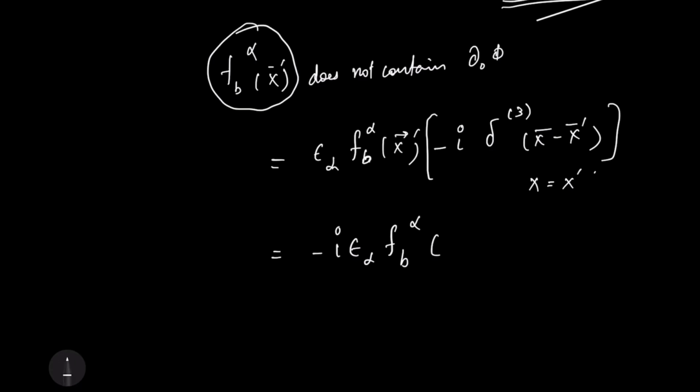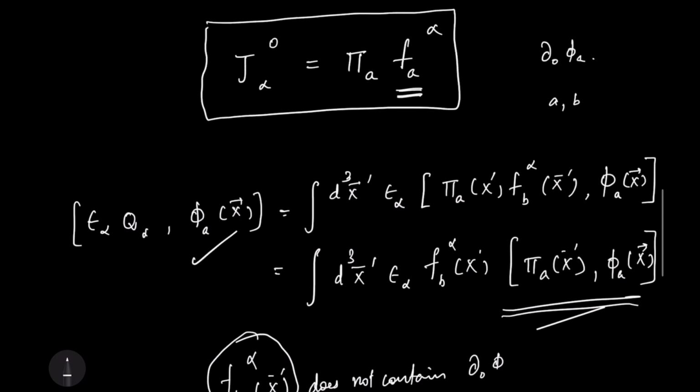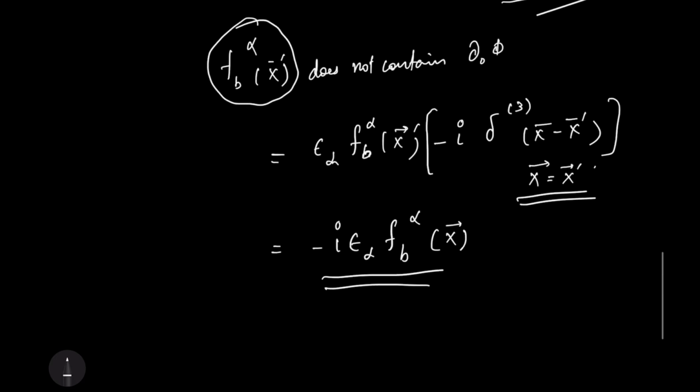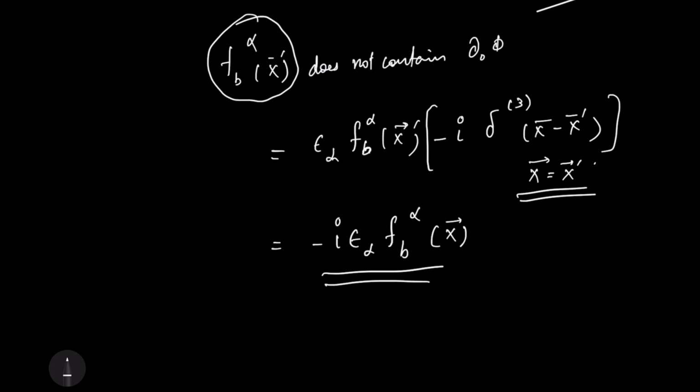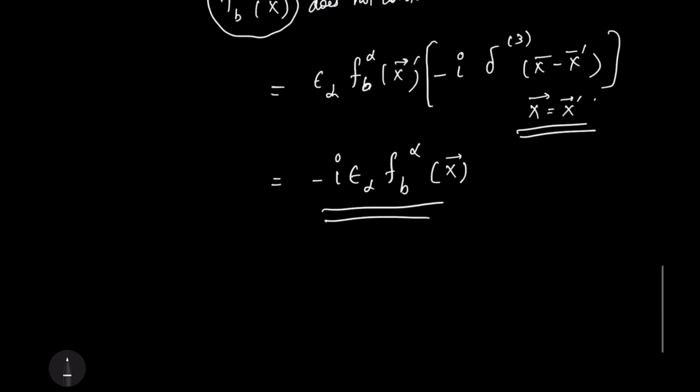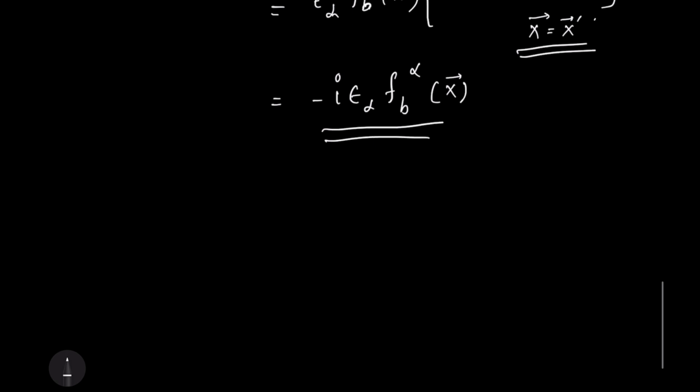So x or x prime, I can write anything, even if it is x or x prime it doesn't matter because x is equal to x prime. So I have proved that the commutator of the charge and the field will give rise to an infinitesimal transformation. Now I will see the case 2. I will call case 2 time translation.